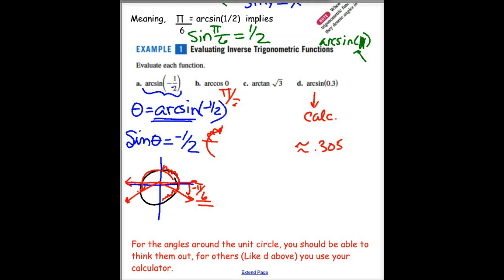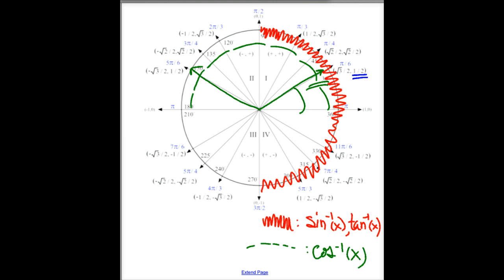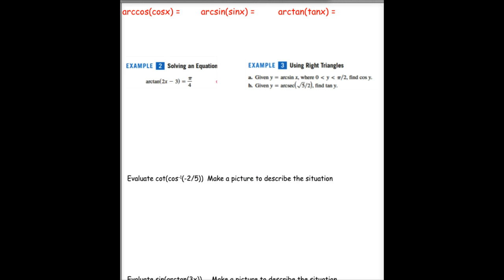So on the bottom, I put a little note to you. For angles around the unit circle, you should be able to think them out. So if you're seeing zeros, ones, root 2's over 2's, root 3's over 2's, all that good stuff, think it out. But for decimal ones like this, use your calculator. So let's mosey along here. And this is a lot of pre-calc, but it's good stuff.